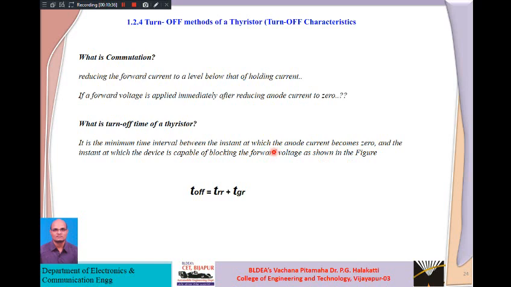The first time instant is when you drop the forward current below the holding current, when the forward current crosses 0. The second instant is when your SCR junctions are capable of blocking the forward voltage. The time gap between them is the total time, known as the turn off time. So we need to do two things here.